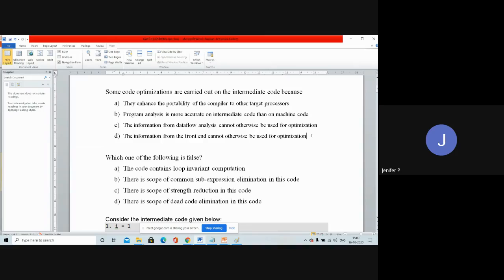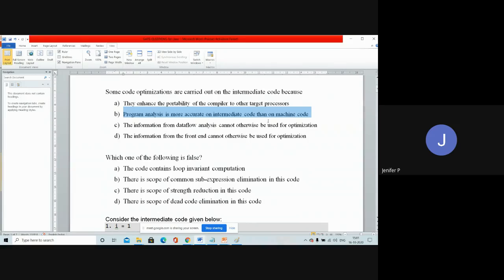Okay, so apart from B, it is not the case that program analysis is more accurate only here. You can directly convert the syntax tree into target code also. But the main thing is, in order to produce efficient, faster running, portable target code, we go for what? Optimization. So this is not true.